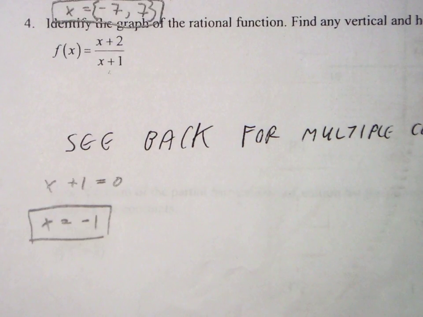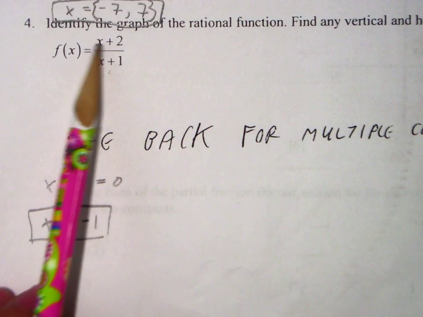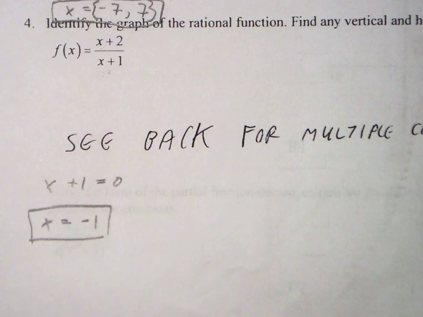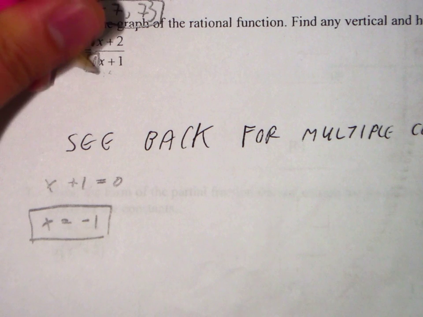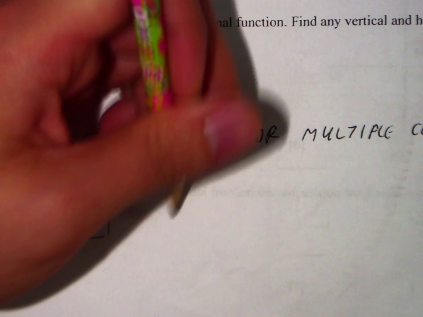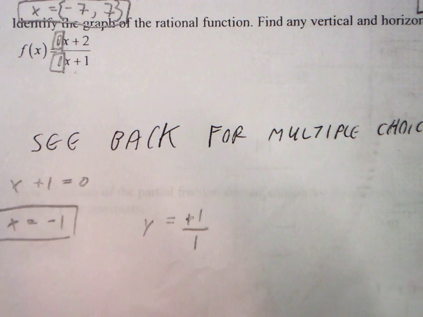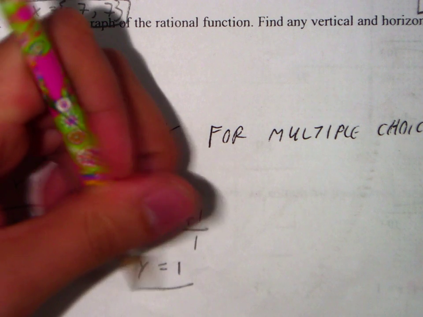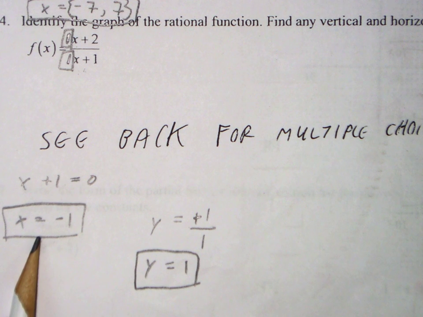Okay, to find my horizontal asymptote, again, I'm looking at degrees of each of the numerator and the denominator. Right here, that's 1. This one is 1. They're equal to each other. So I'm looking at the leading coefficients. They're both 1 also in this problem. So my horizontal asymptote will be y equals positive 1 over 1. So y equals 1. So right here, I know my vertical asymptote is x equals negative 1 and y equals positive 1. So let's go ahead and let's look at these graphs.